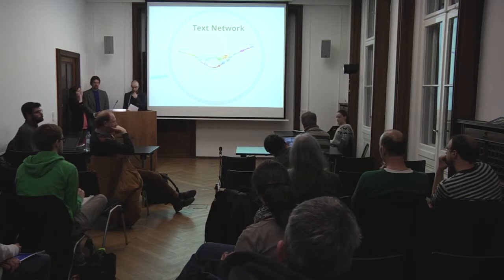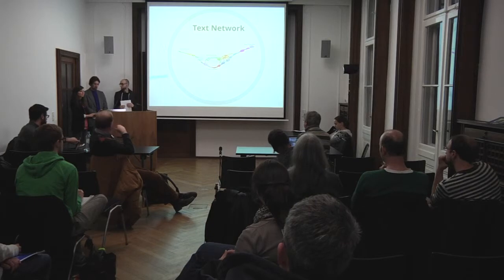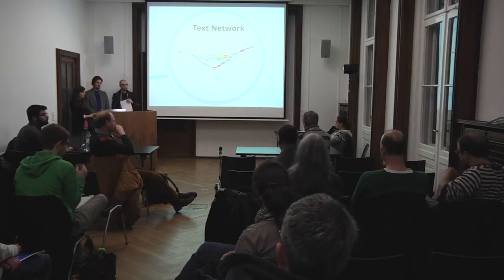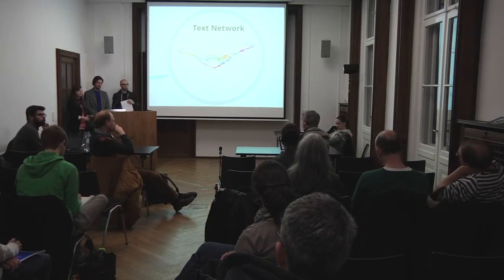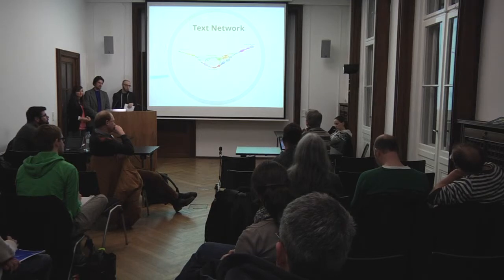So you mentioned at the beginning, especially with names, you had problems of co-references and of disambiguation. Do you have any idea what kind of error rate you have there, and is there any theory that describes or tries to describe the consequences for the network if you have many errors?